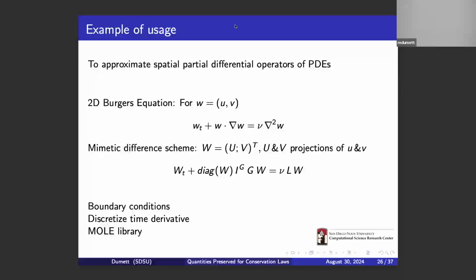One example, consider, so where do I use this? I use these mimetic operations to approximate the spatial partial derivative, the spatial differential operators of PDEs. Suppose you have the Burgers' equations, where this is a variable that has 2 components, and in vector terms, it is this equation. Remember, this is in 2D, so it has 2 components.